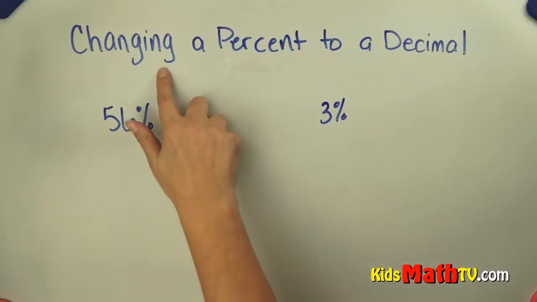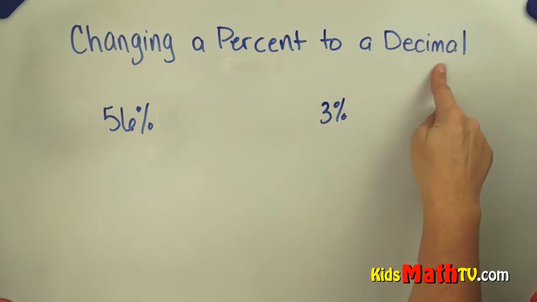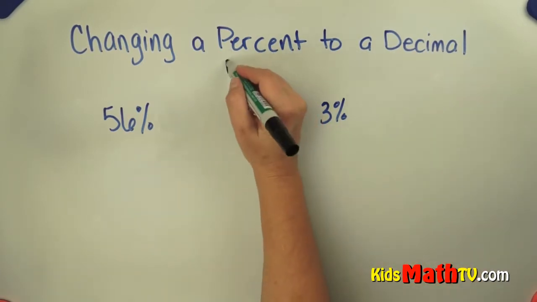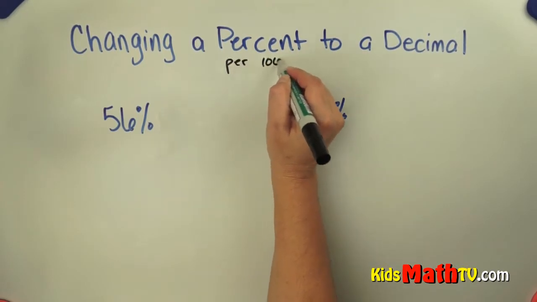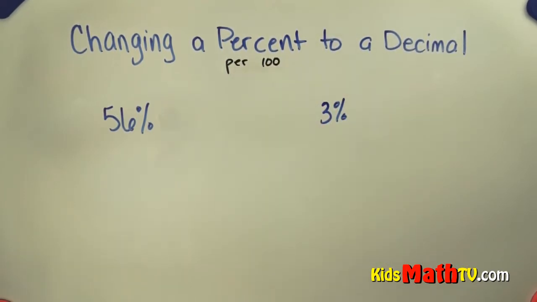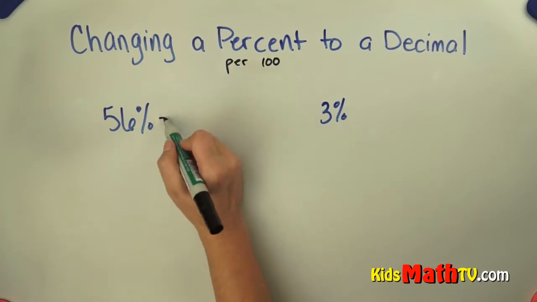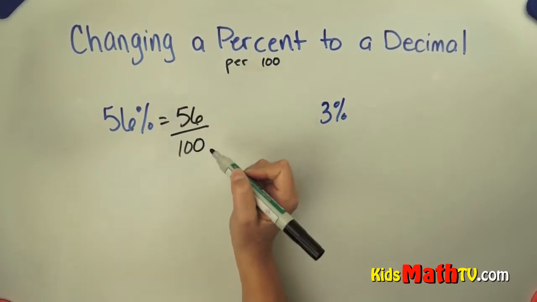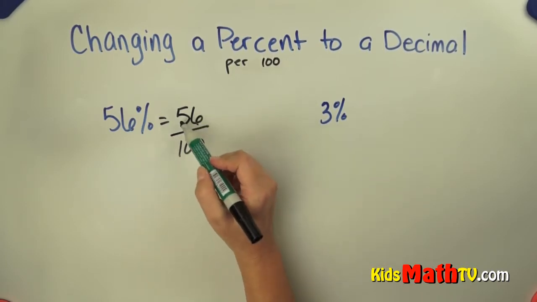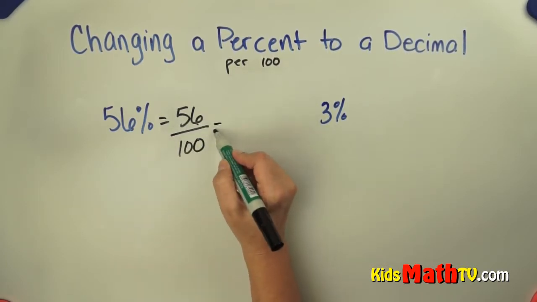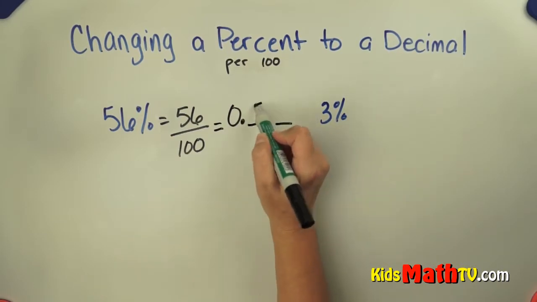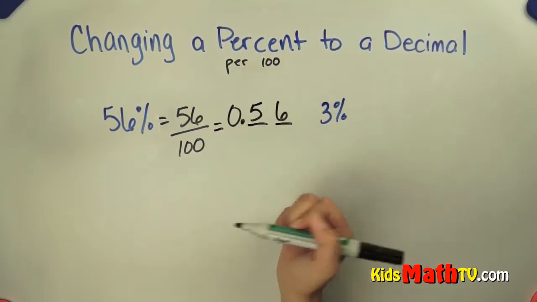In this lesson, we will be changing a percent to a decimal. So here I have 56%, and I know that percent means per 100. So it's 56%. So this is 56 per 100 as a fraction. So I can read this as 56 hundredths. This is 56 in the hundredths place, tenths, hundredths, 56 hundredths.